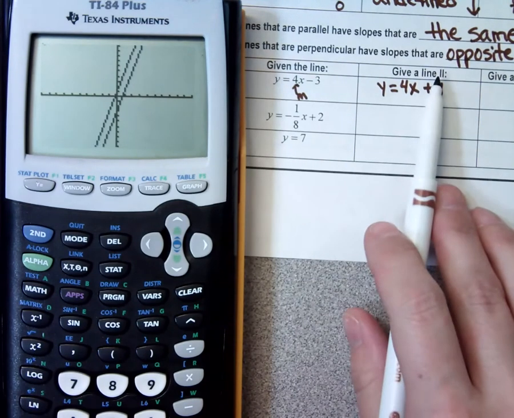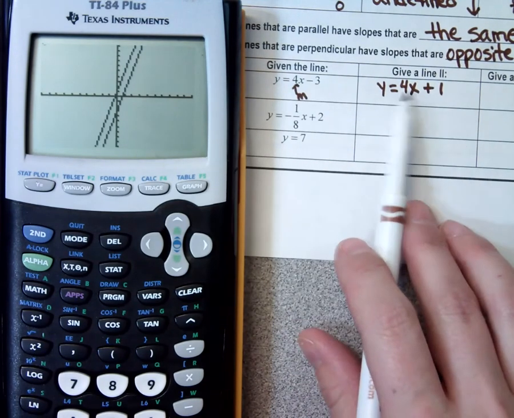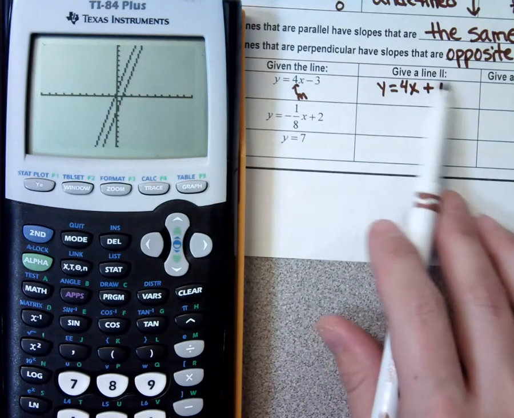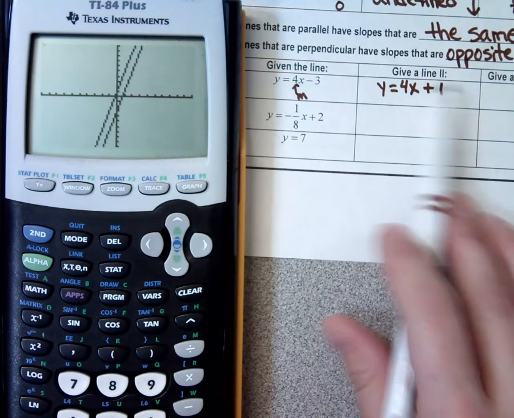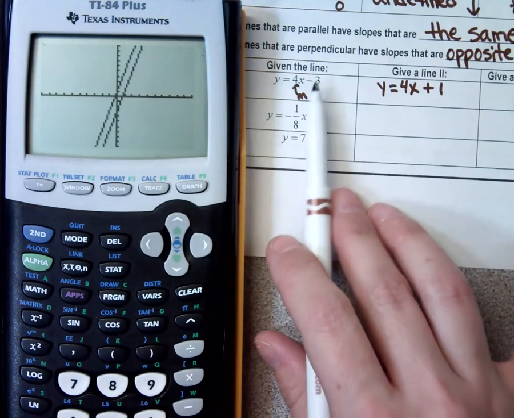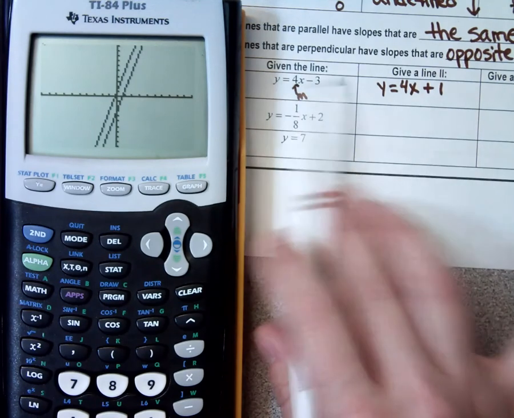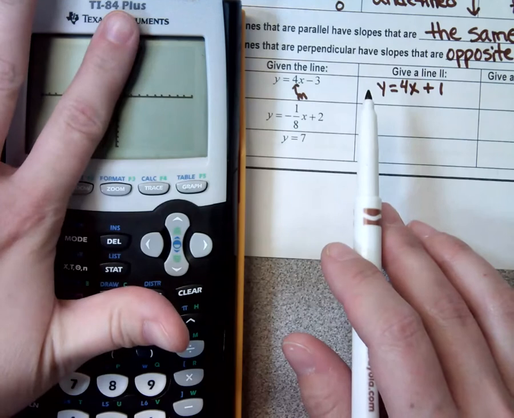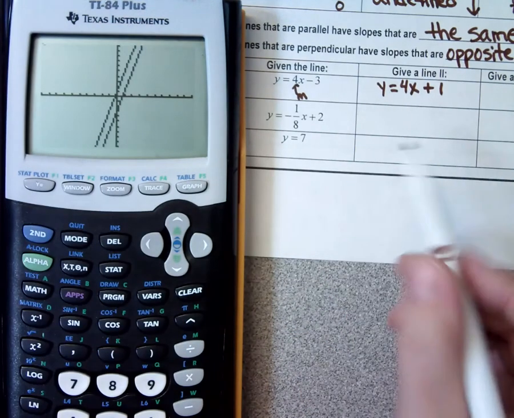Okay, so if I want lines parallel, I want them to have the same slope, but the y-intercept needs to be something different. And this y-intercept could have been anything I wanted, just something other than negative 3. Because if the equations look exactly the same, then you would only see one line. Okay, let's try parallel again.